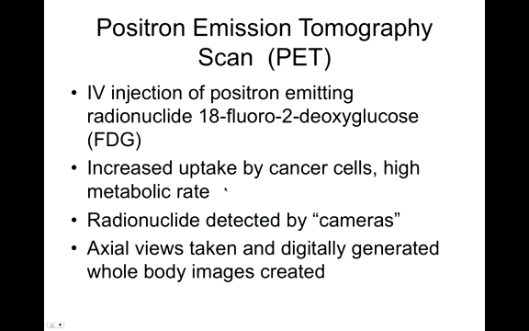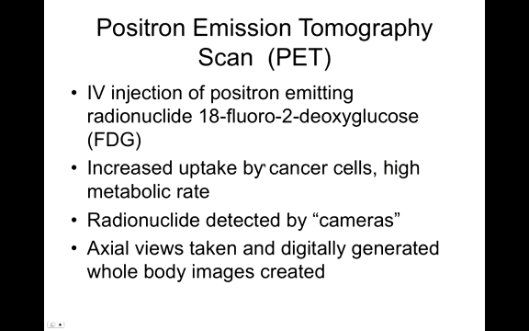The final test is a positron emission tomography or a PET scan. It's also sometimes known as a SPECT scan because of the different cameras that are used. An IV injection of a radionucleotide is put into the patient. It's 18-fluoro-2-deoxyglucose, so it's a kind of radioactive glucose. They call it FDG for short.